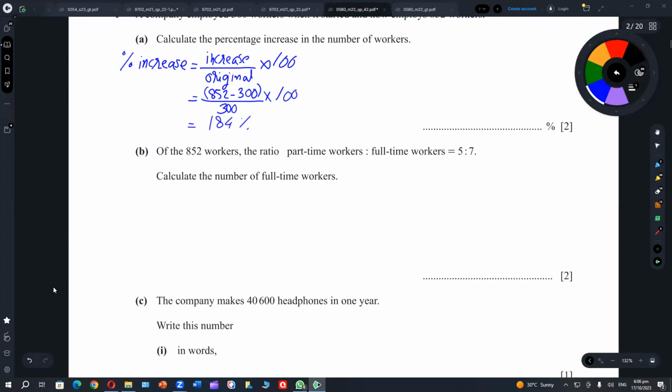Of the 852 workers, the ratio of part-time workers to full-time workers is 5:7. Calculate the number of full-time workers. Part-time to full-time is 5:7, but the total is 852. So what are the full-time workers? We use ratio upon sum of ratio. Full-time will be 7.